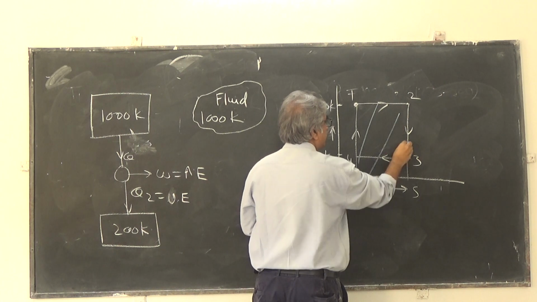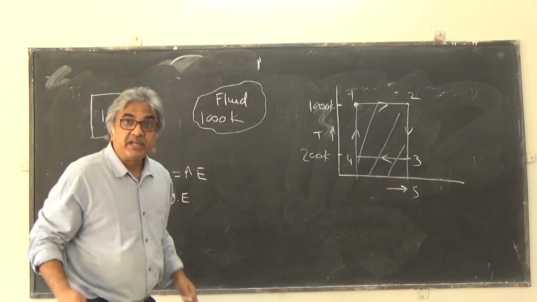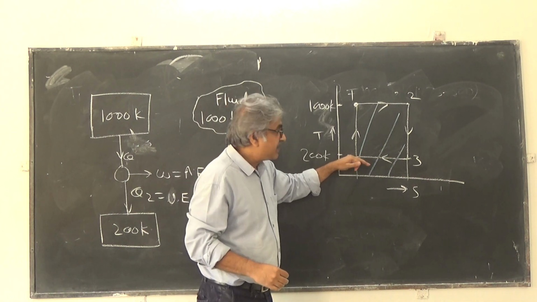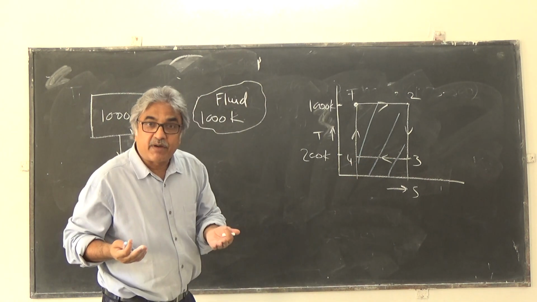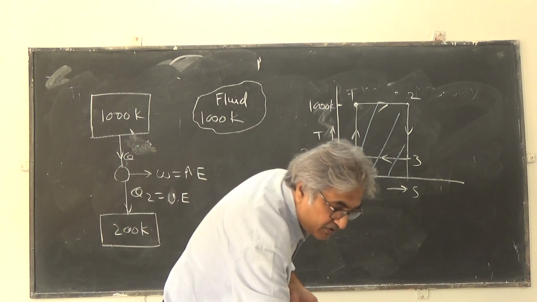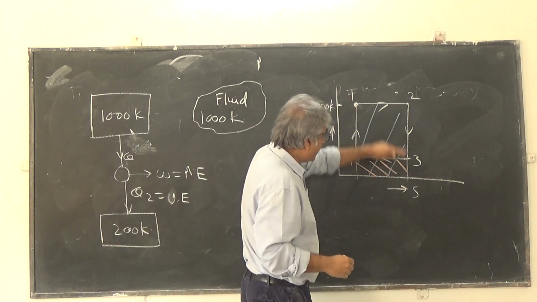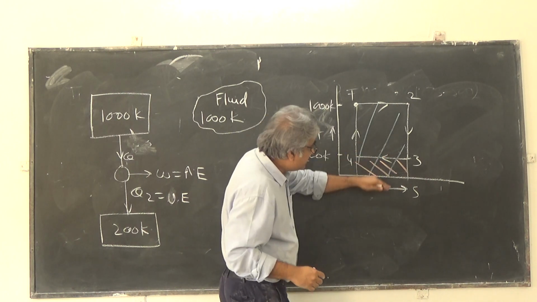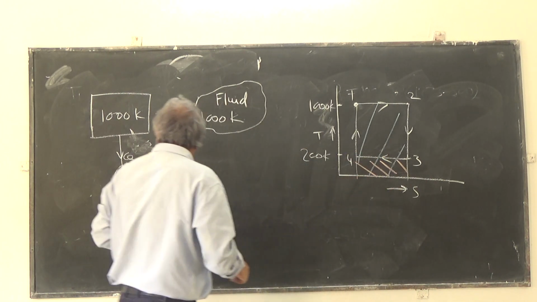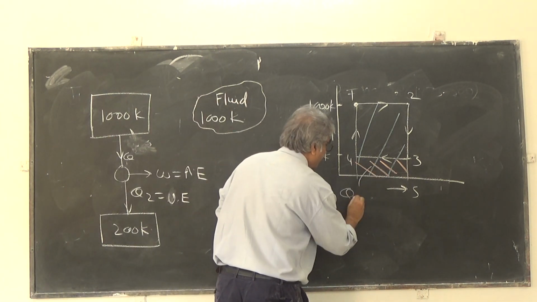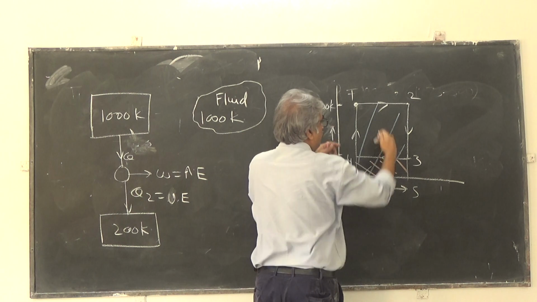This is the value Q, heat supplied to the engine, whereas the area under 3 to 4 will be heat rejected by the engine, and that we can show. So this total is Q. This is heat rejected. We can consider this as Q2. So this is Q2. So this is Q minus Q2.